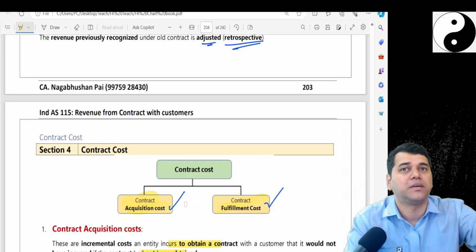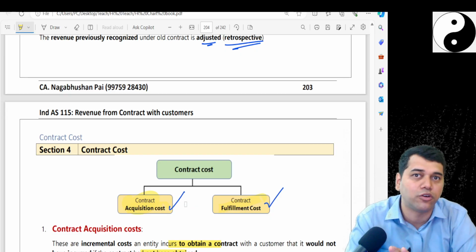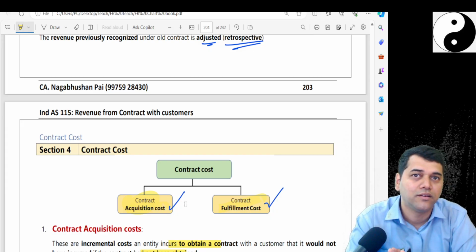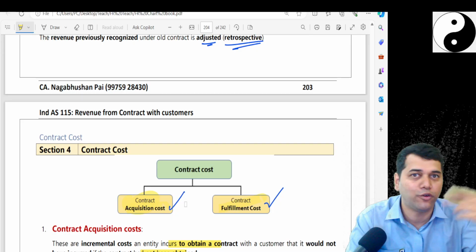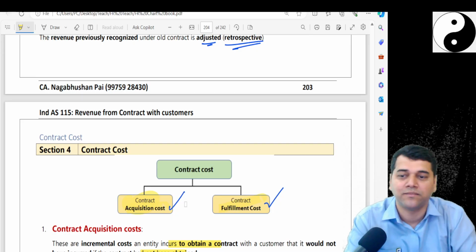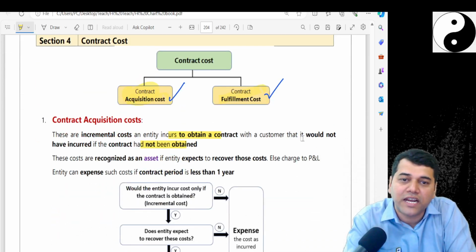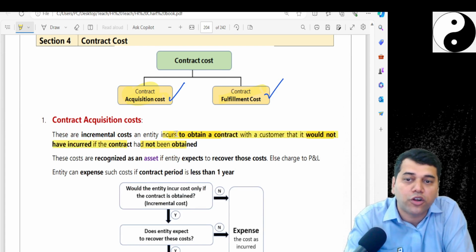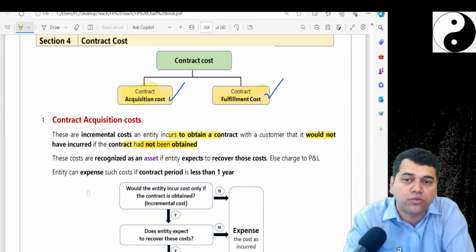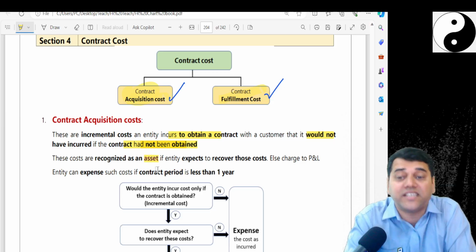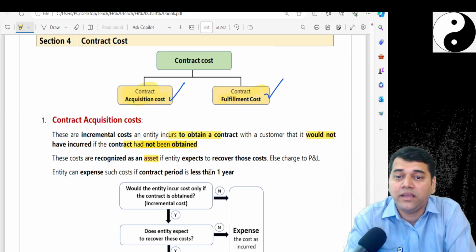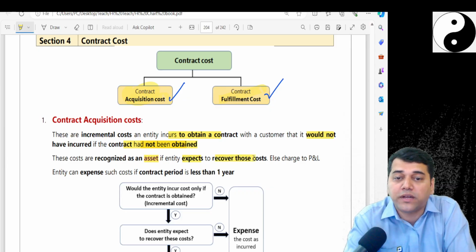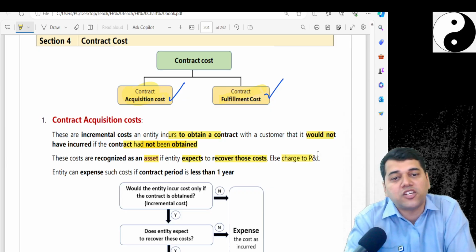Whatever it is, can I avoid that if I don't enter into the contract? Will I pay the broker if I don't finalize the house? No, that's it. So a contract acquisition cost is a cost which you would not have incurred if you had not obtained the contract. So how should you account for it? You should treat it as an asset, if you expect to recover the cost, else charge to P&L account.